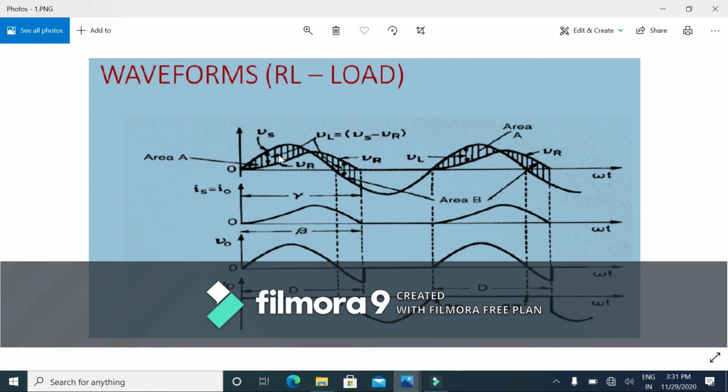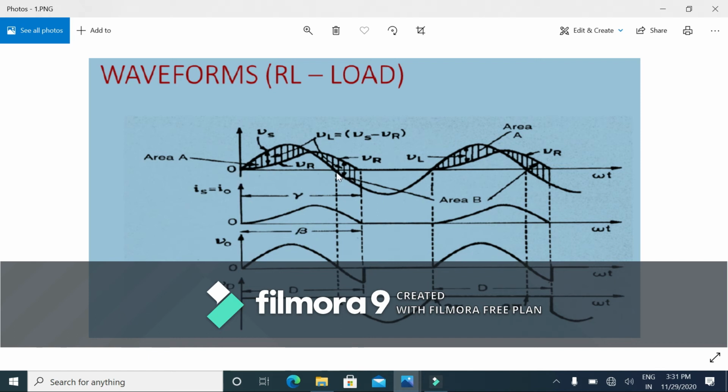That means this VL is positive where energy is stored in the inductor, and this VL will be negative where, at this point T2, the inductor starts releasing the energy. Output voltage will follow the source voltage, because from 0 to beta, or 0 to T3, our diode is conducting.